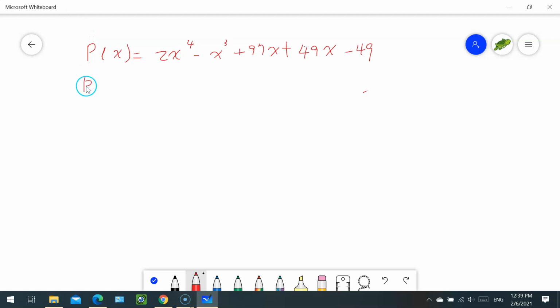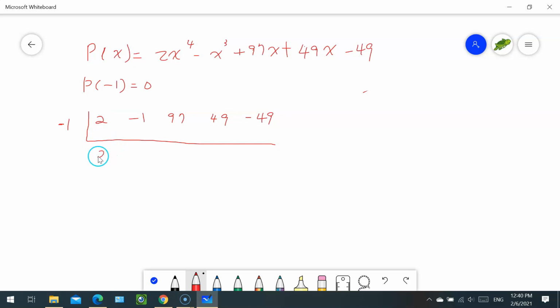Since we know -1 is the root of the polynomial function, we can use synthetic division to break down the function by using this point. So we write down the 2, -1, 97, 49, and the -49. Draw the box here. You put the root -1. This is the root, so you just copy down exactly the same number here.